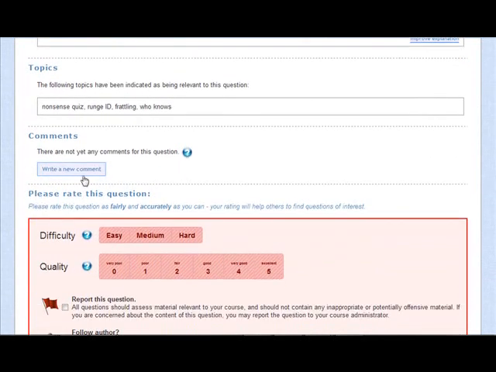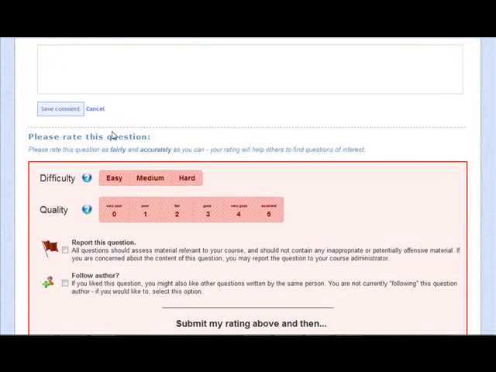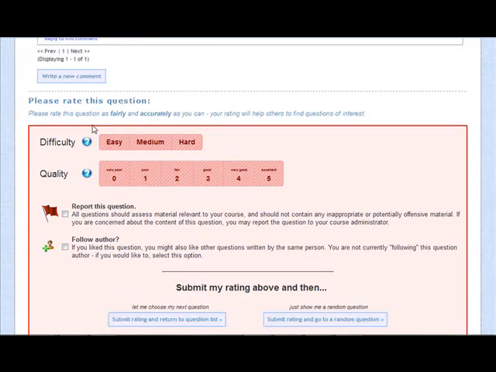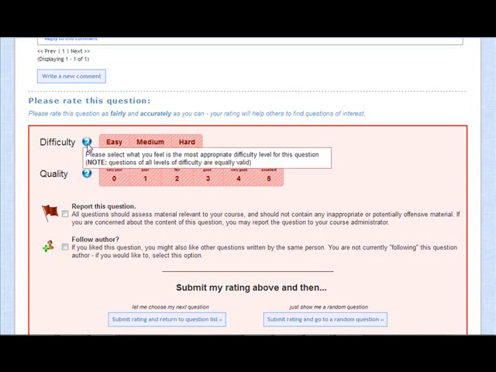You can scroll down and now make a comment on the question. I think that was a great topic, but the explanation could have been a bit clearer. Save the comment. So now you're giving feedback to the person who wrote the question. Now you want to rate the question. Is it easy, medium, or hard? So basically, you pick it based on what you think the level of difficulty of that question was.